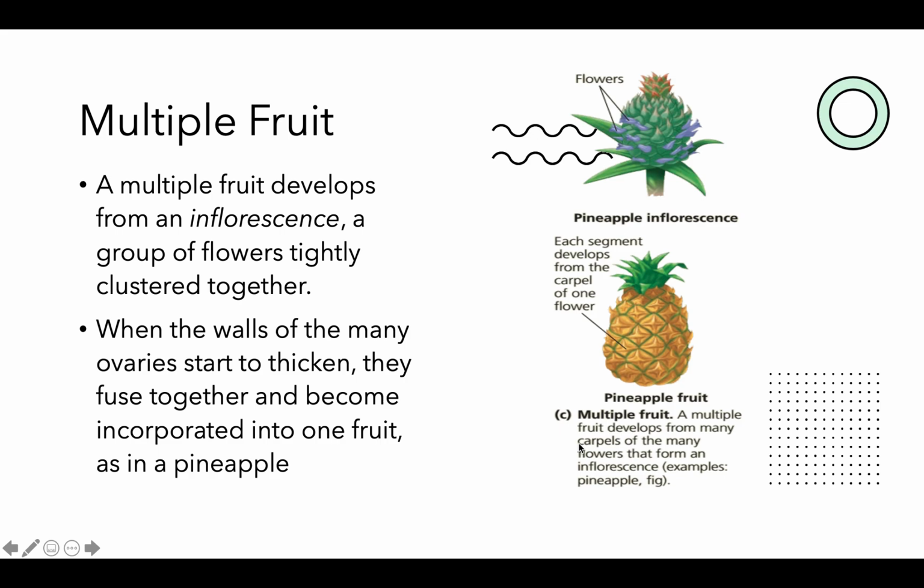Another, we have the multiple fruit. Some plants bear single flowers on a stem, while some plants have multiple flowers attached in one common point. When multiple flowers are clustered together, we call it an inflorescence. A multiple fruit develops from an inflorescence. When the ovaries in each of the flowers start to mature and thicken, they fuse together and become incorporated into one fruit known as, like this one, the pineapple.